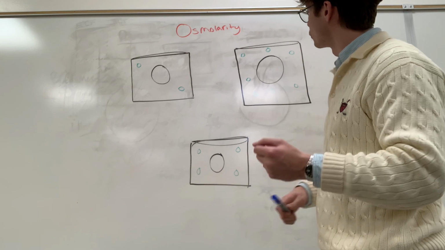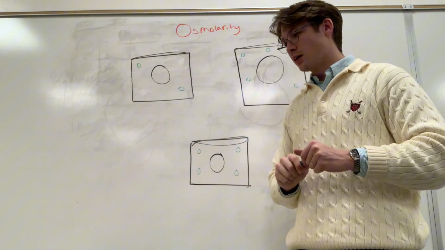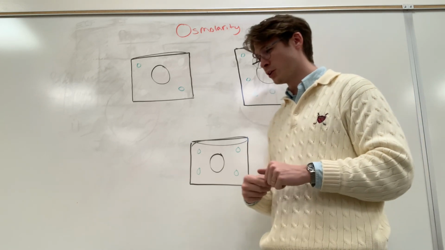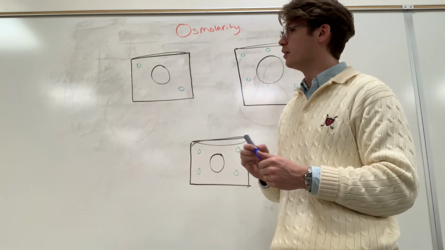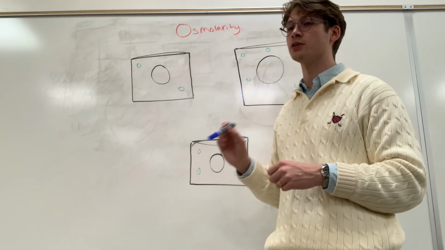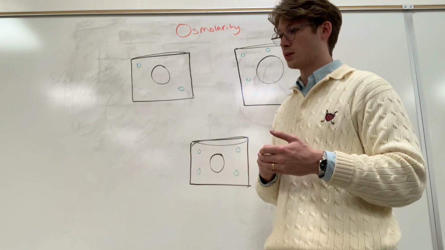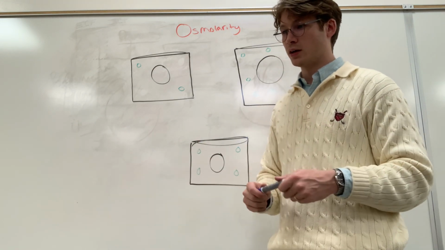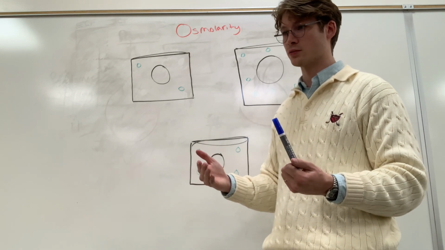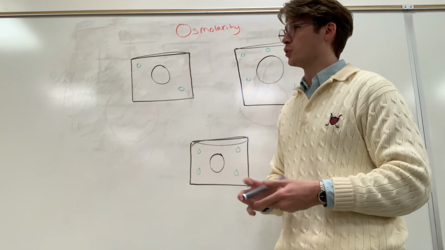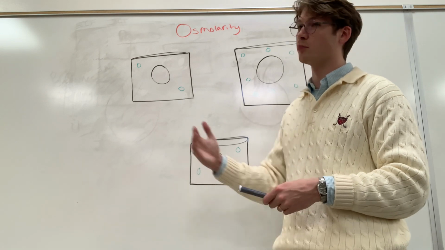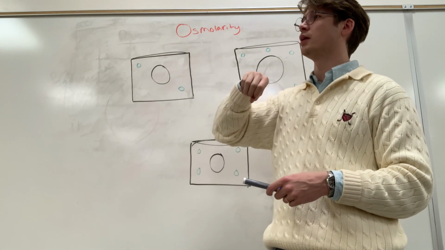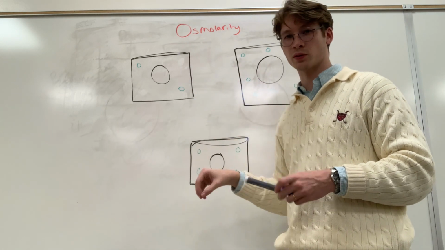So the term osmolarity, if you've taken chemistry, you've heard of molarity. Molarity is referring to the amount of moles that we have per liter of solution. Moles meaning, you have your mass and you have a molar mass of a chemical, and moles is the division between the two. So molarity, you have moles per liter of solution. Osmolarity is talking about the amount of particles per liter of solution.